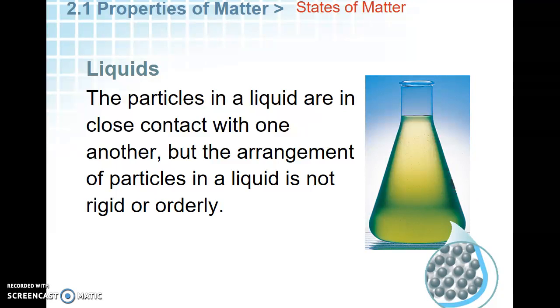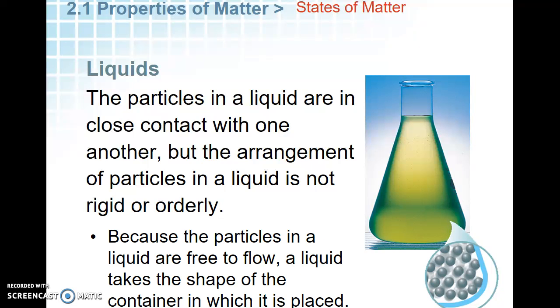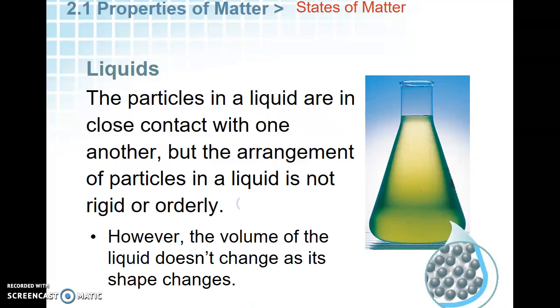The particles in a liquid are still close together, but they flow. They kind of move around each other. When we talk about liquids, they take the shape of the container they're in. You get milk in a jug, you pour it in a glass, it always takes the shape of the container it's in. But the volume does not change.